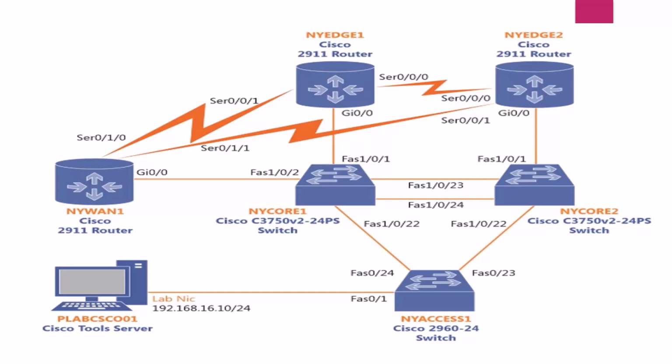So hereby you can see over here we have a Cisco tool server that is connected to an access switch, and then that access switch is connected to two core switches, and those two core switches are then connected to routers. So first of all we will try to get access of this NY Access 1 switch using telnet or secure shell basically.